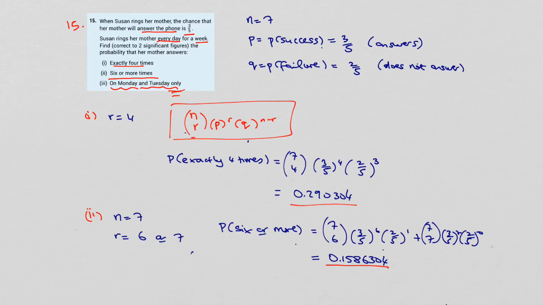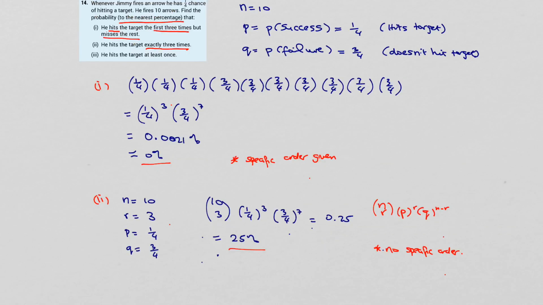Okay? So again, we were given specific days here. Like if I go back to the previous question, where we were given the first 3 times. So again, there was a specific order given there. So we weren't setting up our Bernoulli trial in that case. We were just doing your normal traditional probability.